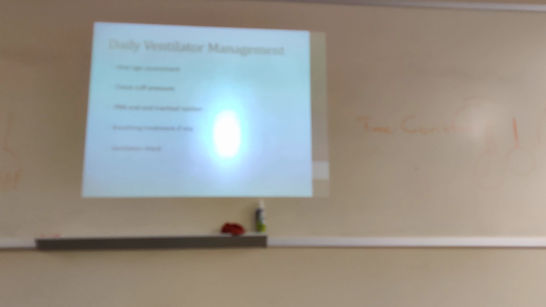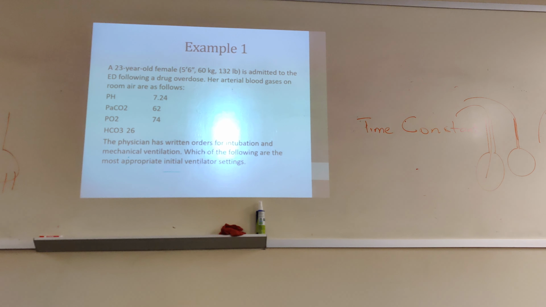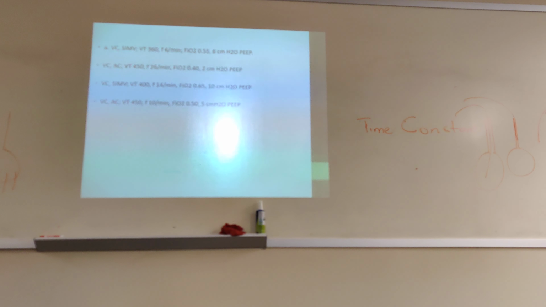Okay, now let's do examples. A 23-year-old female is admitted to the ED following a drug overdose. Her arterial blood gases on room air are as follows: pH 7.24, CO2 62, PO2 74, bicarb 26. The physician has written orders for intubation and mechanical ventilation. Which of the following are the most appropriate initial ventilator settings? They're on room air.